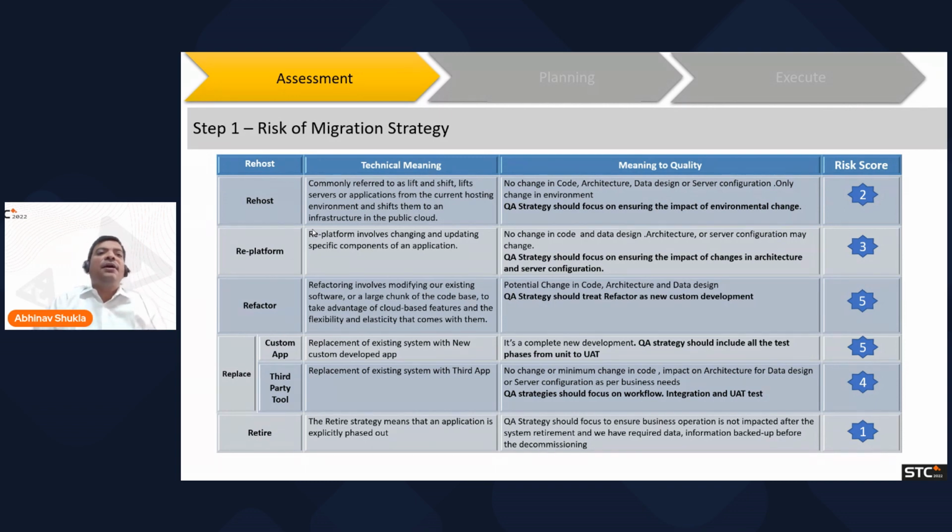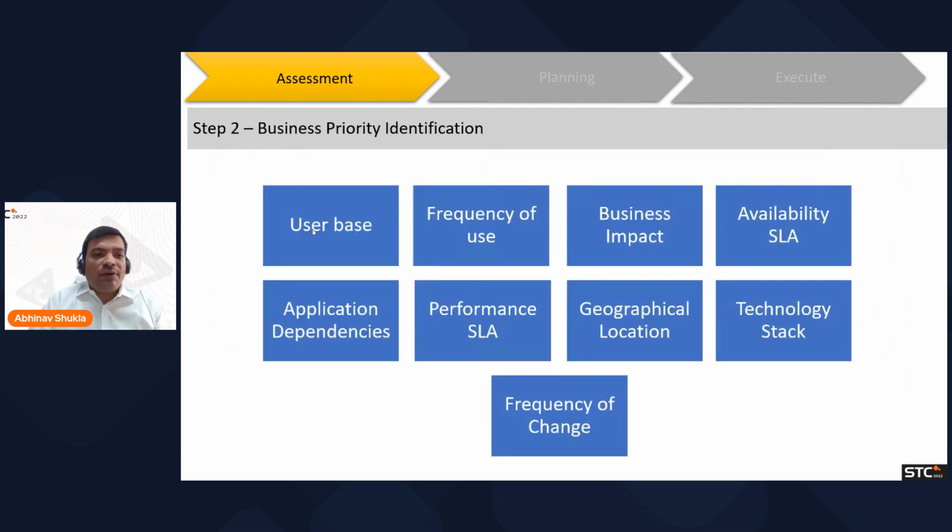So that is the meaning of the risk management strategy, what it means to the QA, and what the risk score is. That was the first step. Second step, what we have done is how to identify the business criticality of the application, right? How will we come to know which application is how critical from the overall organization point of view, not the specific area?